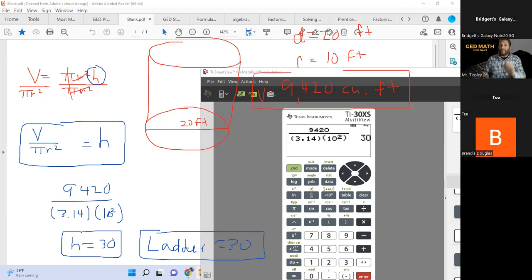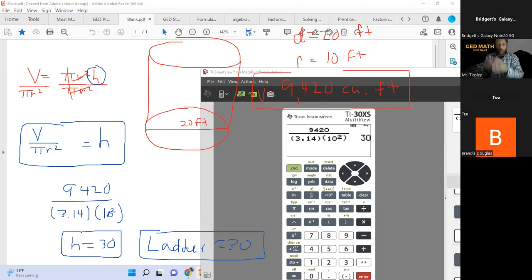So what you had to grab: the volume is 9420, the width is the diameter, 20. That makes my radius 10. And then you solve for H. So let's do that right now. Let's do some of these things right now. Let's solve for the different things so we can understand how to do it.